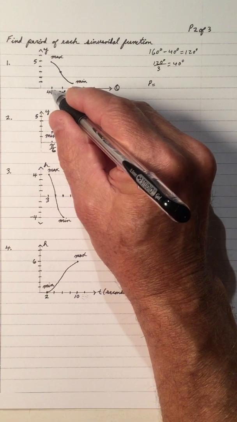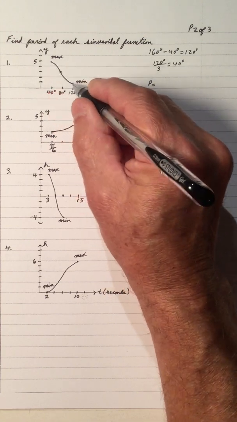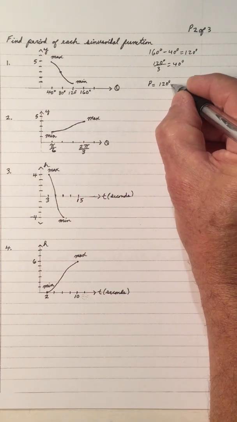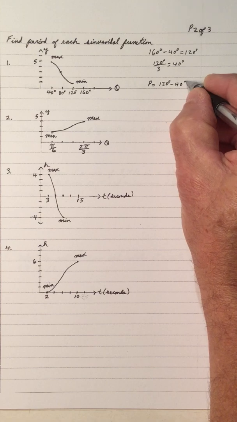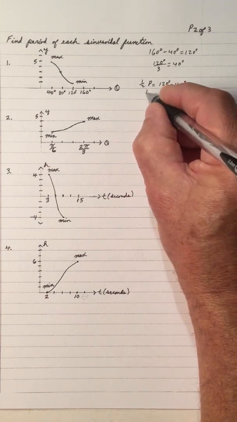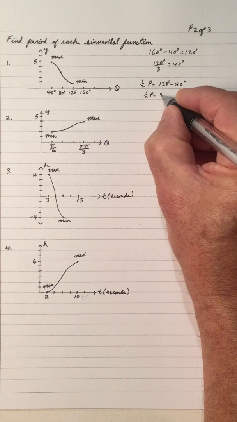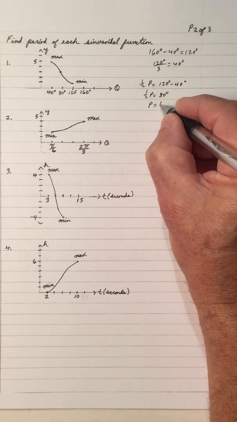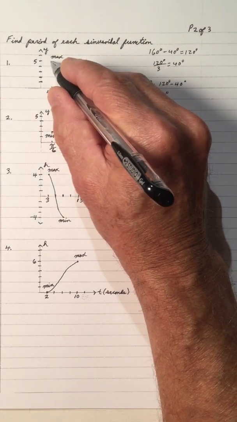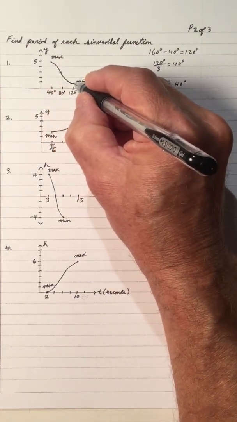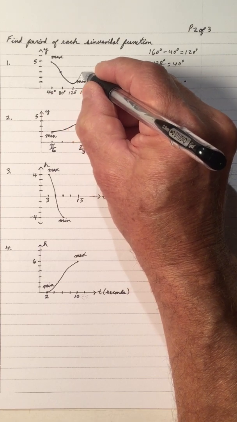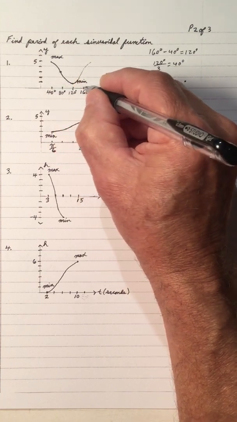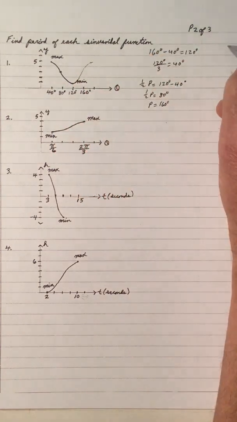The period is right here, half the period is from 40 to 120. So 120 subtract 40, that's half the period. So half the period is 80. So the full period multiplied by 2, you get 160 degrees. From max to min, it's only half the cycle because now it's got to go back like this and back up again. So that's 80 down from here to here, then it's 80 from here to here.